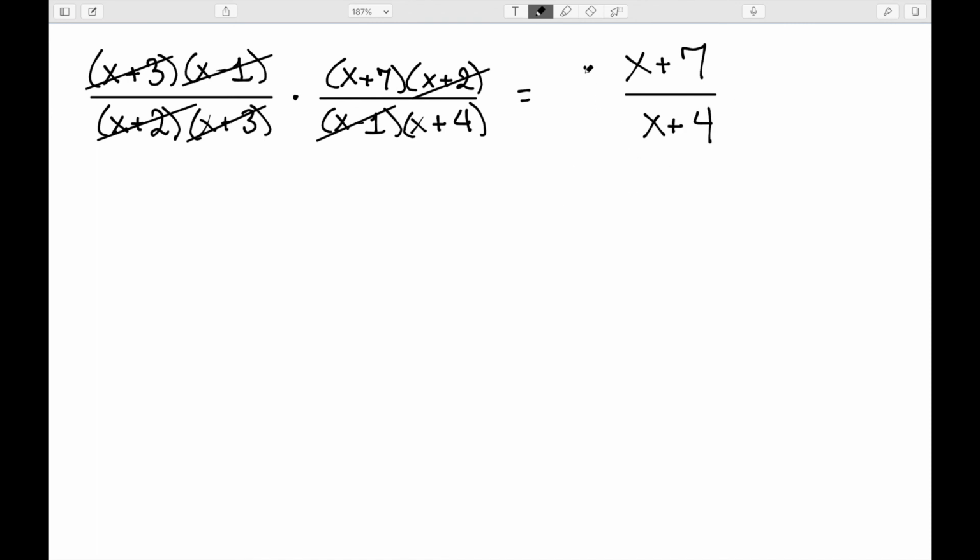And so this right here would be our solution. We cannot simplify any more than this. A lot of people want to cancel the x's, but that cannot be done. We can only cancel when we're multiplying. We cannot cancel over addition.